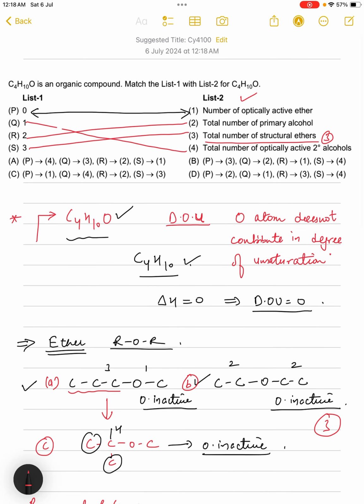So if you try to match the options correctly, the P option goes with the first one, the Q option goes with the fourth one, the R option goes with the second, and the S option goes with the third. So C.